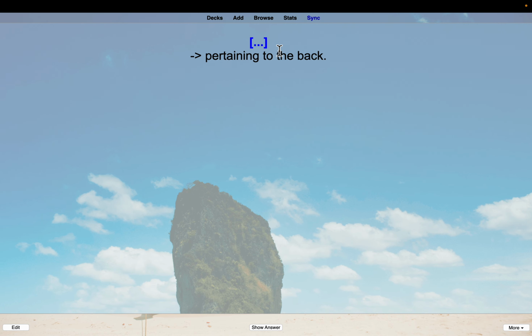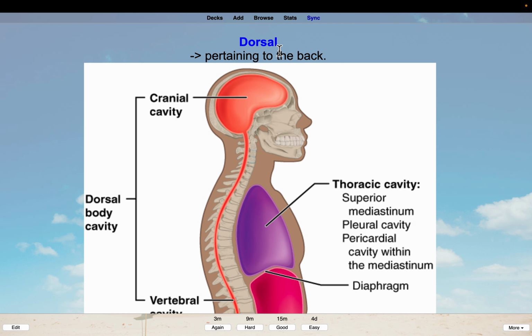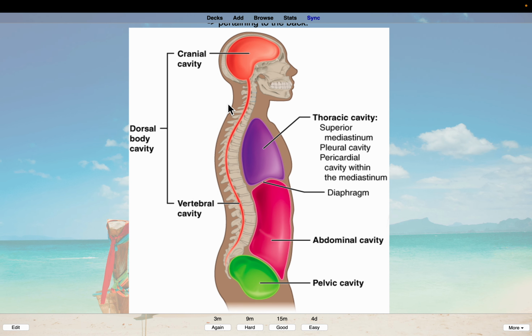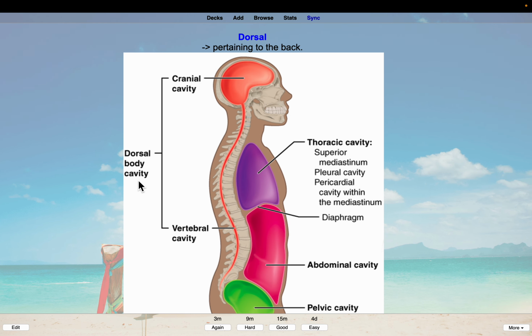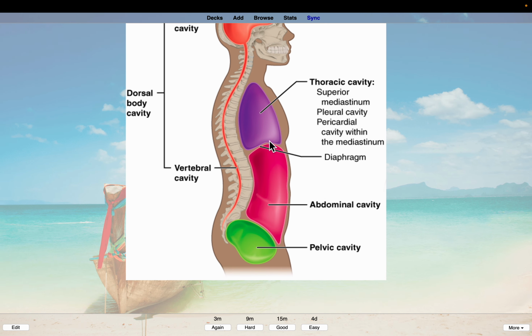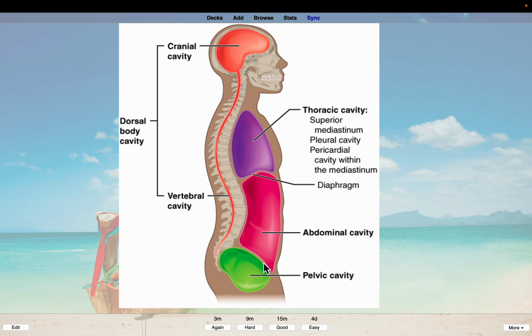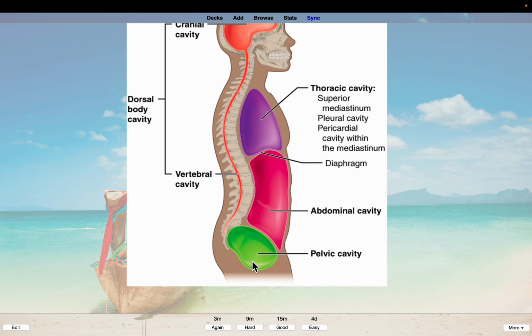Which body cavity pertains to the back? Ventral? No, dorsal. So, okay. Dorsal body cavity, we have the cranial cavity, that's basically the brain, and the vertebral cavity. And here, I think this is the respiratory region, the lungs. We have the thoracic cavity. We have the diaphragm just below the lungs. And we have the abdominal cavity here and the pelvic cavity. From the word pelvis, pelvis is the bone that's seen here.